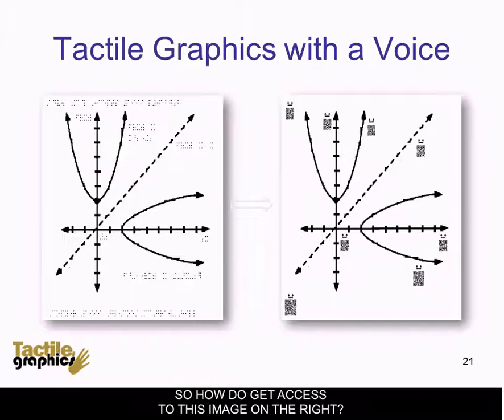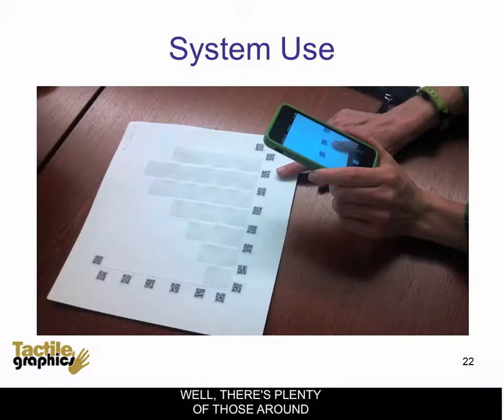So how do you get access to the image on the right? On the left, of course, if you read Braille, you're in good shape. You can read the image and everything. What's different about the one on the right is that everything is there. I don't need anything separate; all the textual information is already on the tactile graphic. It's just stored in these QR codes. So I just need a reader for these QR codes. Well, there are plenty of those around, so you can just read them.